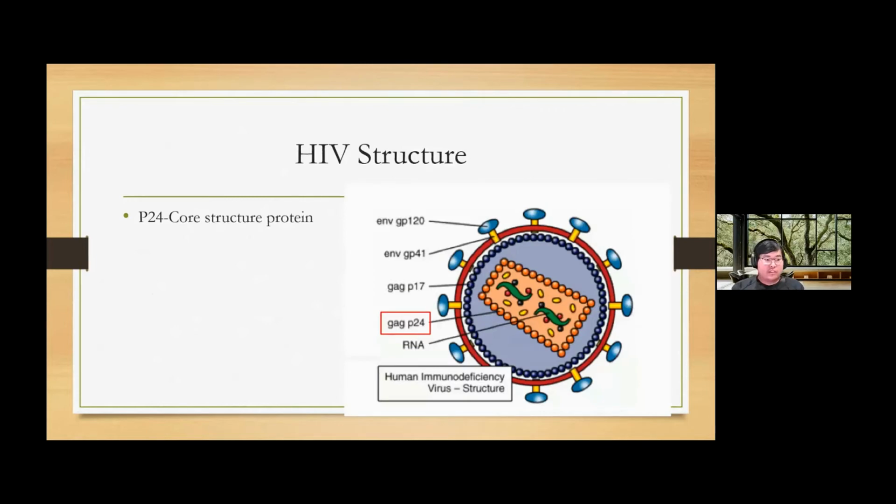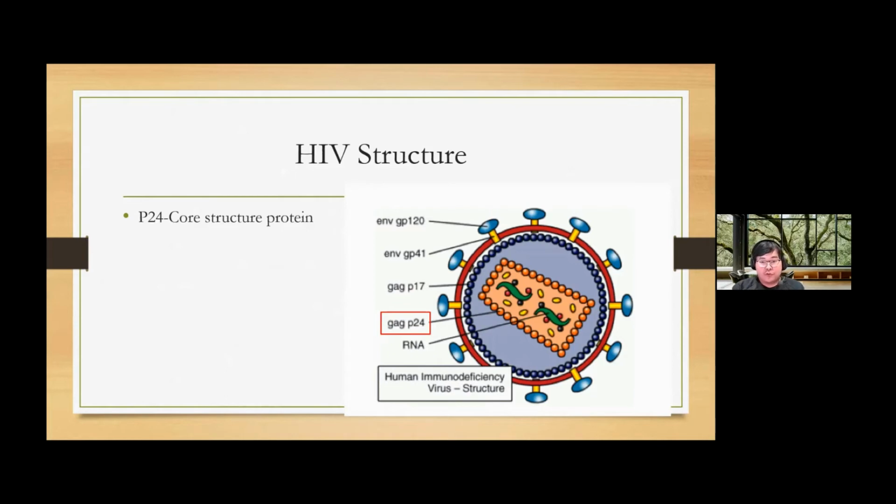Taking a quick look, this is the HIV structure, and one of the things that we test for in the 4th gen immunoassay, which is the HIV 1-2 combo, is the P24, which is the core protein structure. So it's right here.